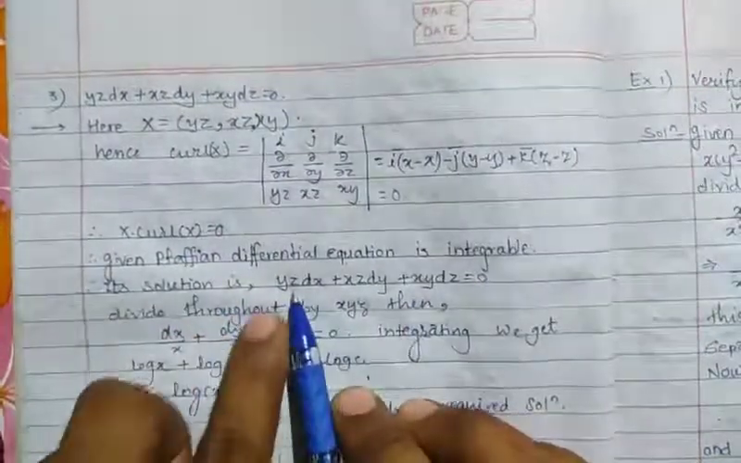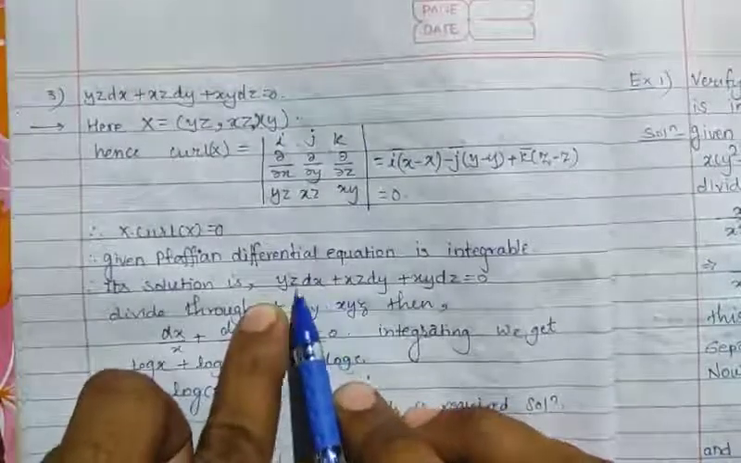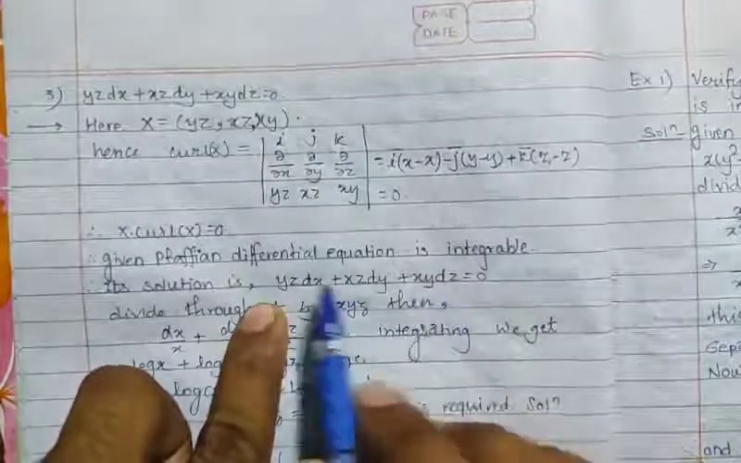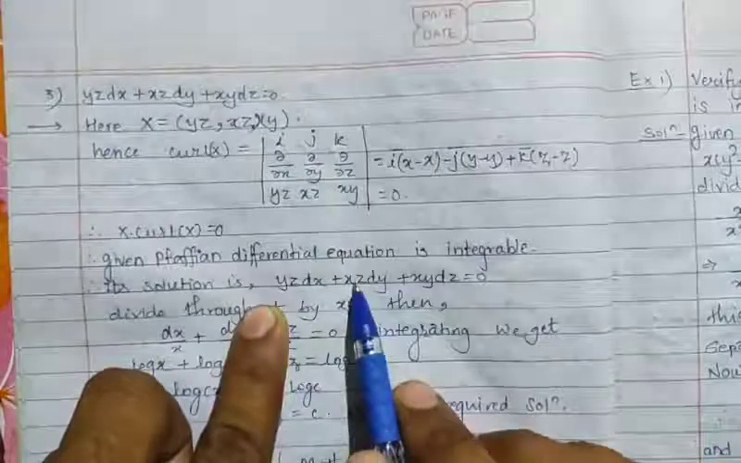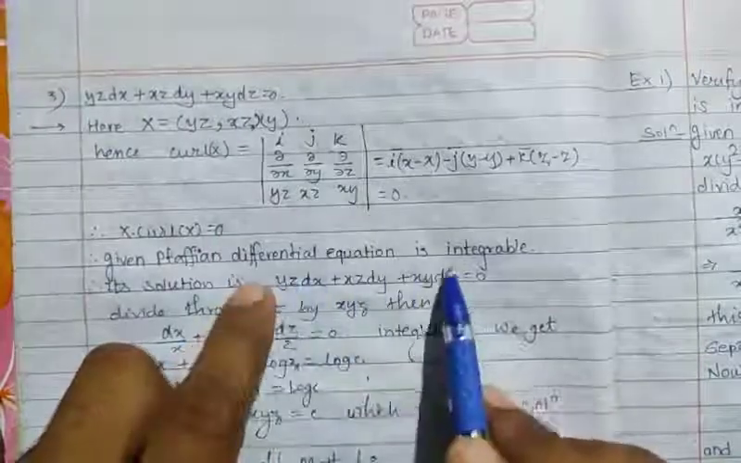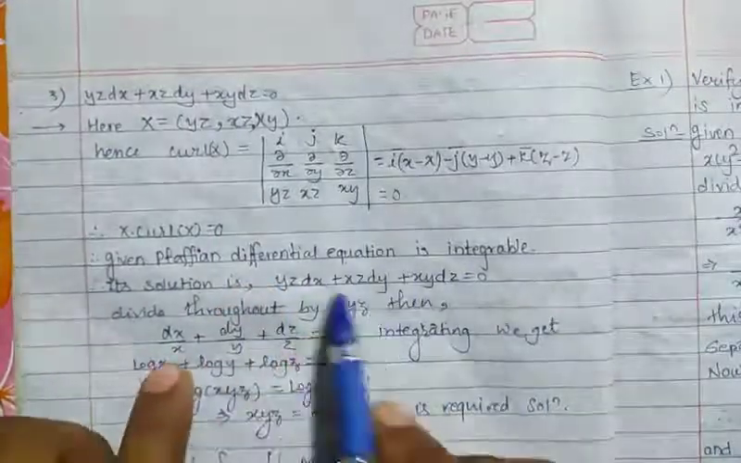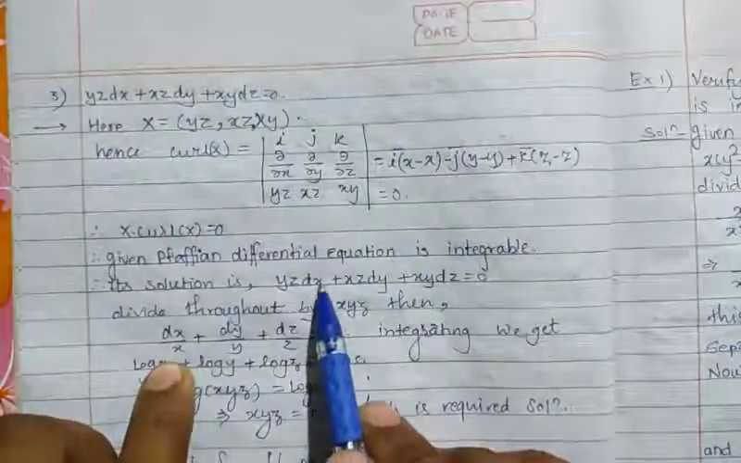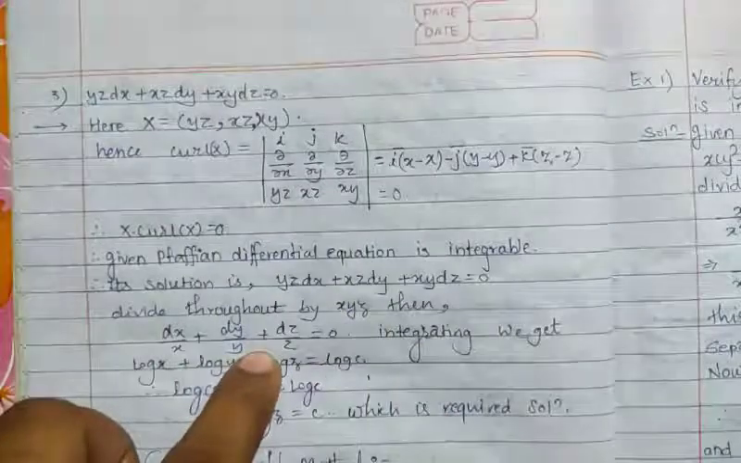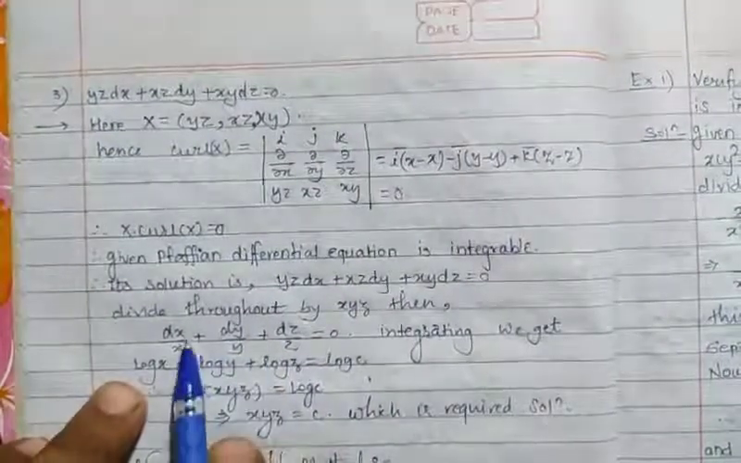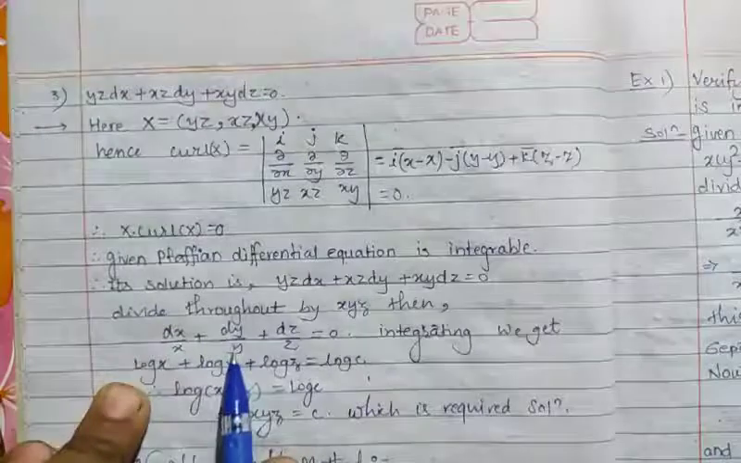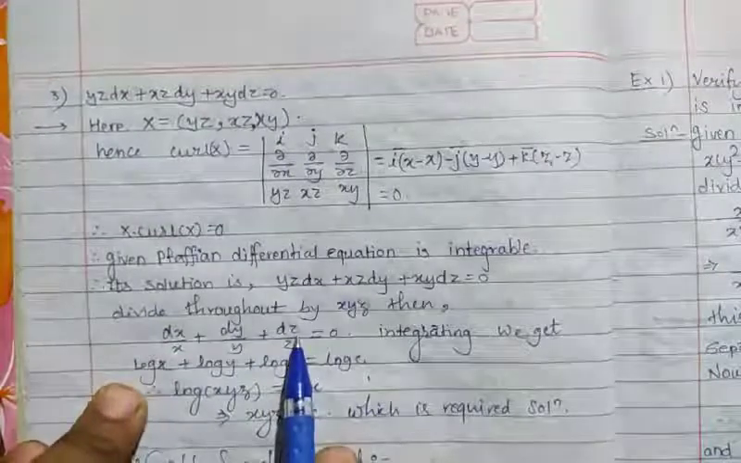So what do we see here? The coefficient of dx is yz, the coefficient of dy is xz and the coefficient of dz is xy. So there are no terms of x, no terms of y and no terms of z separately. Now we will divide throughout these equations by xyz. Then what happens? After dividing, yz gets cancelled, so dx upon x plus next we get dy upon y plus next we get dz upon z. So this is the variable separable form. The coefficient of dx is 1 by x, the coefficient of dy is 1 by y and the coefficient of dz is 1 upon z.